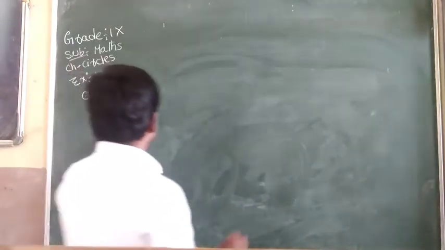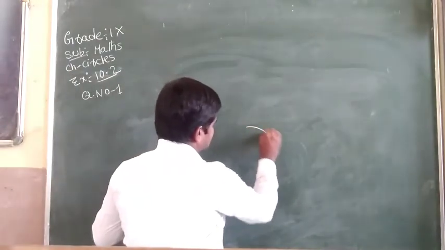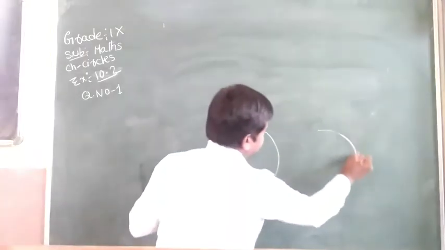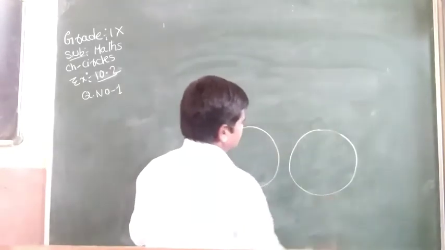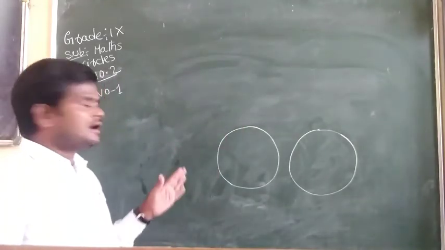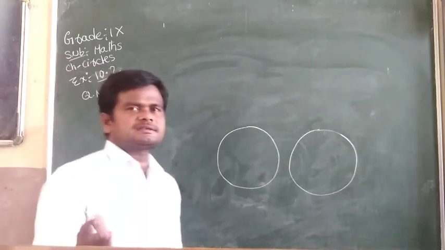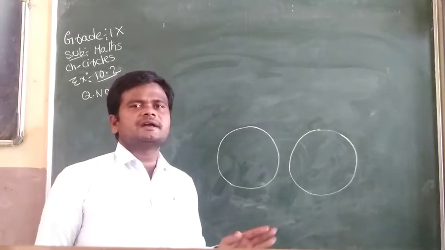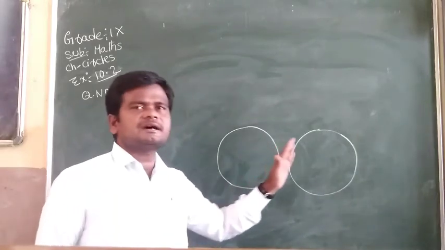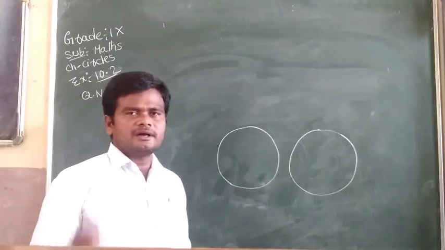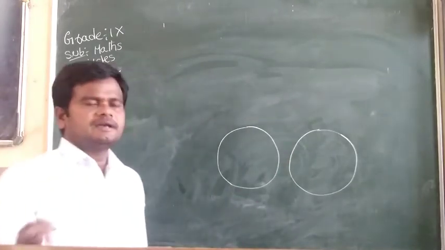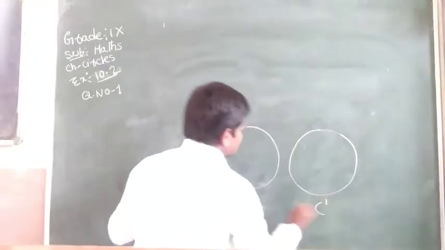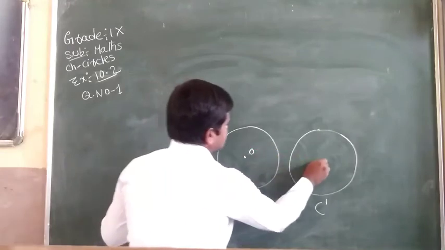So this is the first circle and this is the second circle. They asked about congruent circles. These two circles have the same radius, so we can say these two circles are congruent. Congruent circles means two circles with equal radii. This is circle C, this is C dash. This is the center O, this is O dash.